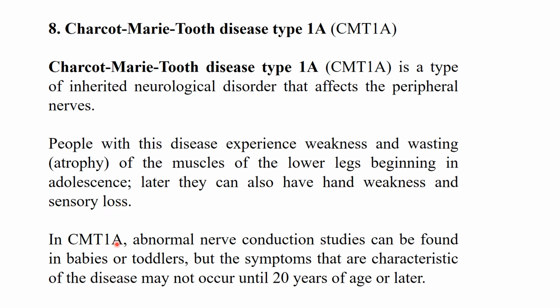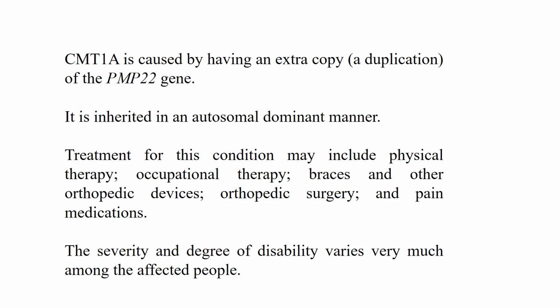In CMT1A, abnormal nerve conduction studies can be found in babies or toddlers, but the symptoms that are characteristic of the disease may not occur until 20 years of age or later. CMT1A is caused by having an extra copy, or duplication, of the PMP22 gene. It is inherited in an autosomal dominant manner.